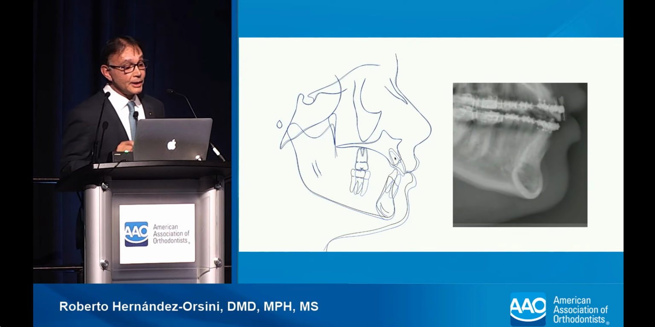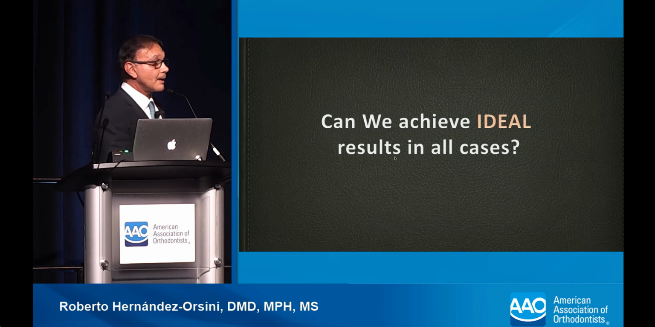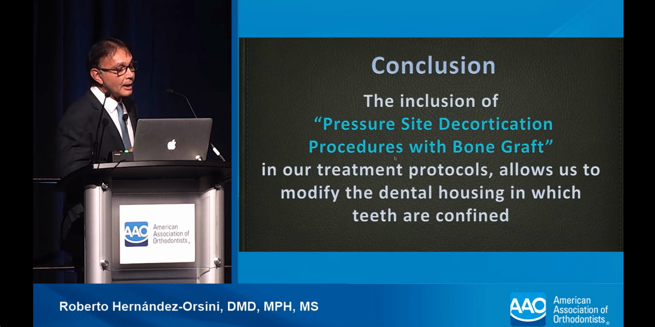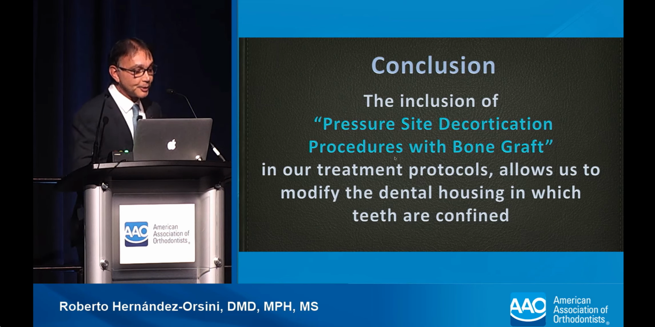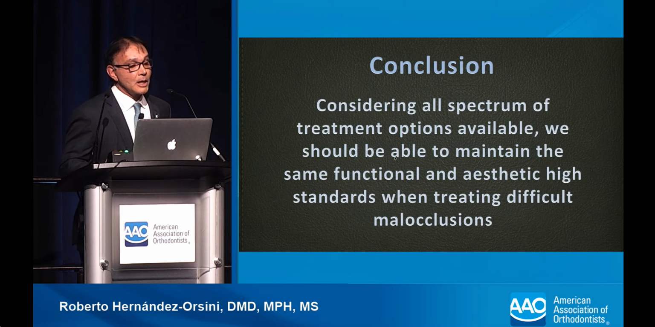So, question is, can we achieve ideal results in all cases? Well, maybe not in all cases. However, now that we have more options in our toolbox, our conclusions are: the inclusion of pressure side decortication procedures with bone graft in our treatment protocols allowed us to modify the dental housing in which teeth are confined. Considering the whole spectrum of treatment options available, we should be able to maintain the same high functional and aesthetic standards when treating difficult malocclusions.